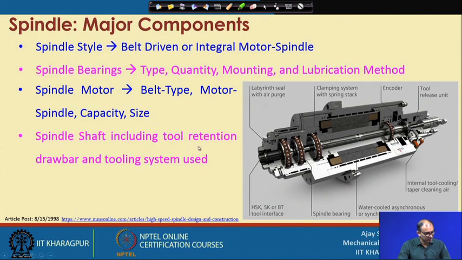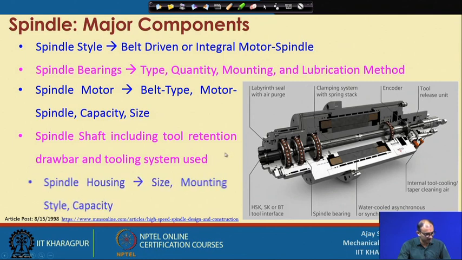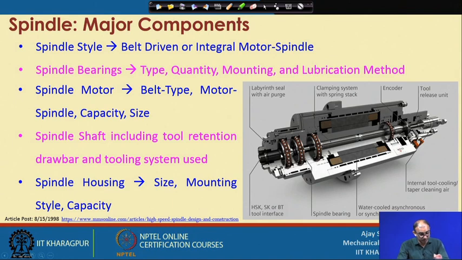Spindle shaft, including the tool retention drawbar and the tooling system used. Many times you use some type of manual removal and attachment of the cutting tool, but this drawbar mechanism will help you automate it, or you can plunge this drawbar and get this thing done very easily. So, that is manual versus automatic tool attachment system. Housing is also important, which type of housing you are using, its size, mounting style, capacity, and what is the total size of this thing.